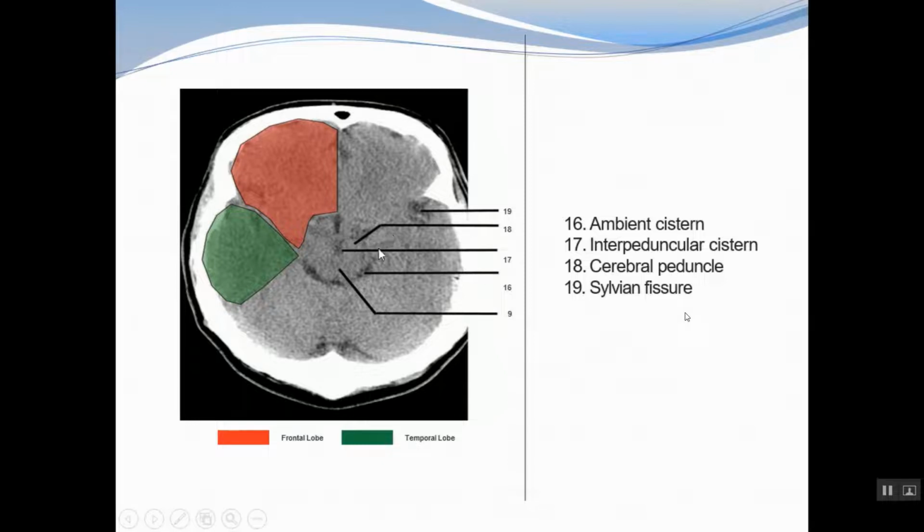This is the ambient cistern, and this is the interpeduncular cistern, and this is the cerebral peduncle. This is the Sylvian fissure.